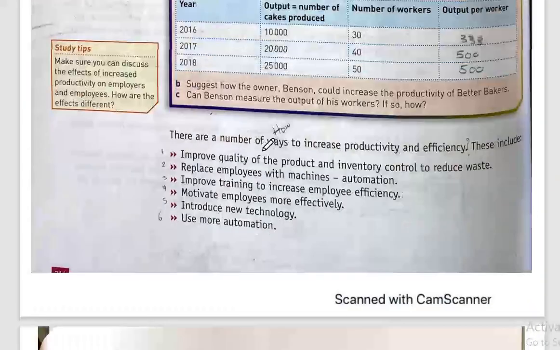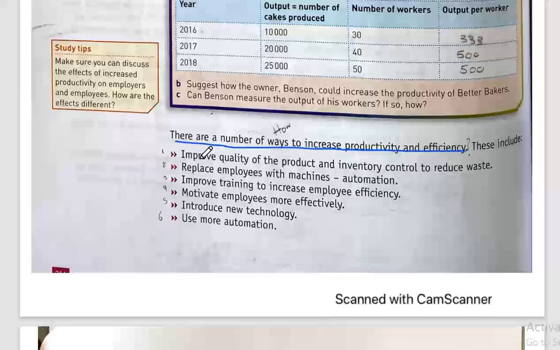So there are a number of ways to increase productivity and efficiency. Starting with number one, improve quality of the product and inventory control to reduce waste. So if I want to increase the productivity in my manufacturing business or in my factory, number one, I should improve the quality of the product, and not only the quality of the product, but also the inventory control. Why do I improve the quality and inventory control? In order to reduce waste.